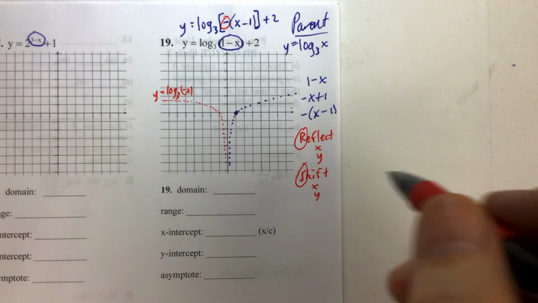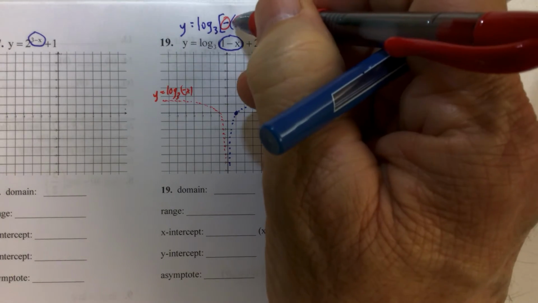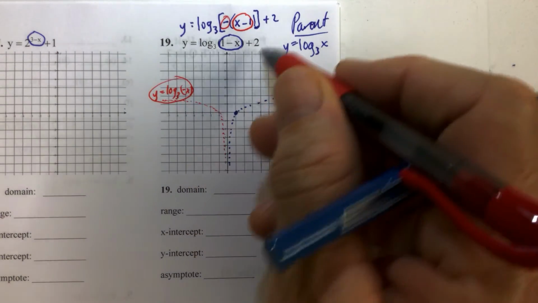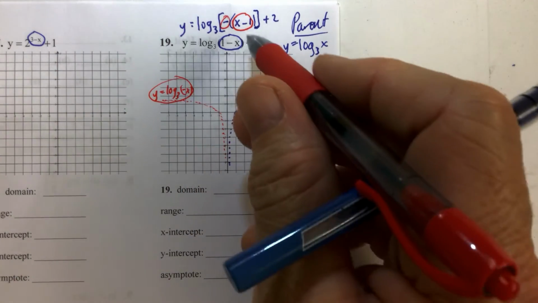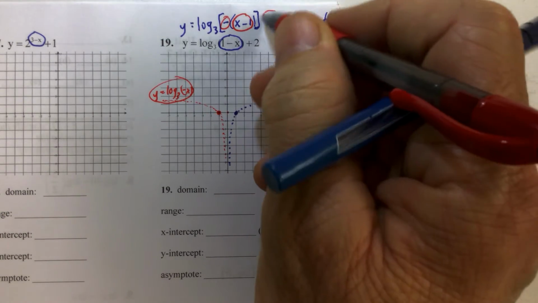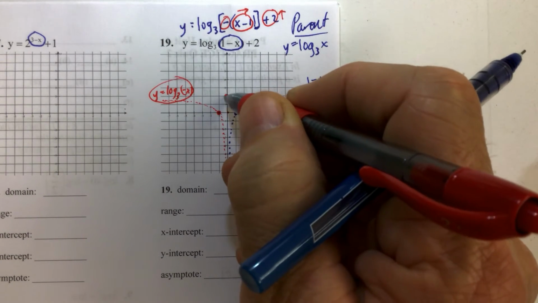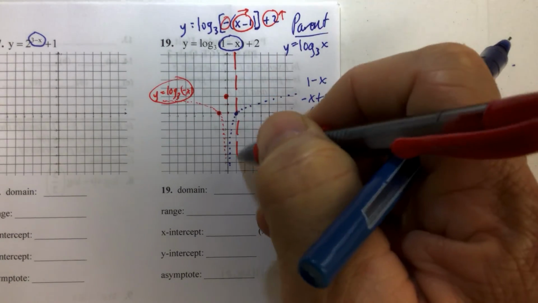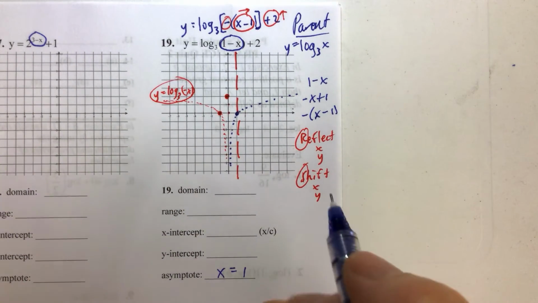Now the next thing we do is shift in the x direction. We replace x in this equation with x minus 1, so we go 1 to the right. Follow the bouncing ball: we go 1 to the right, and then the plus 2 means we go 2 up. And because we just went 1 to the right, we also have to move our vertical asymptote 1 to the right. So our asymptote is going to be x equals 1.